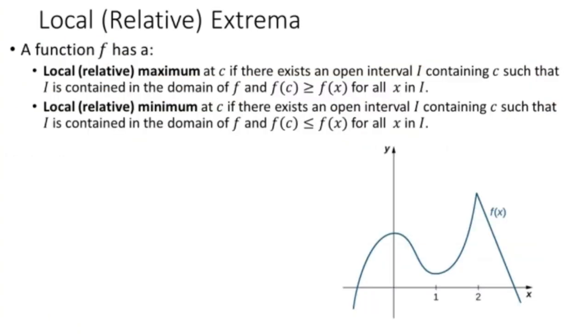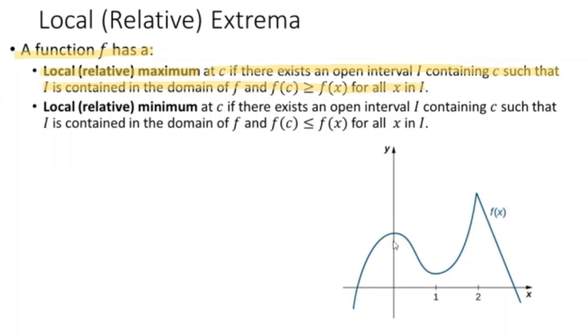Even though most of our focus of this section is to build a process that will allow us to find absolute extrema, we need to start by discussing what we're going to call local or relative extrema. We say a function f has a local or relative maximum at c if there exists an open interval I containing c, where I is contained in the domain of f, and f of c is greater than or equal to f of x for all x in I.